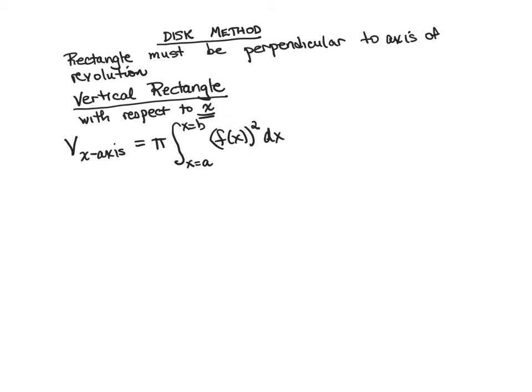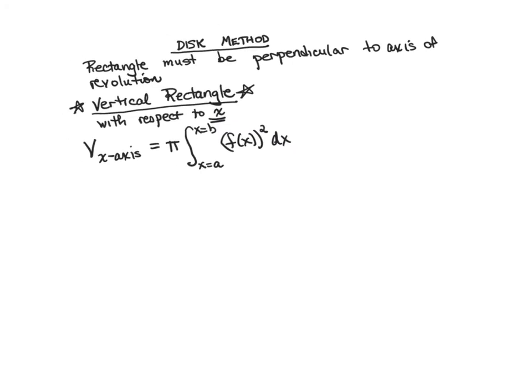Just as we have in area, the theme is the same. When a vertical rectangle spans the region, and we rotate this region about the x-axis via the disk method, then the integral would have a pi on the outside. The limits of integration are the same as in area, but this time we square the function. We square the function with respect to x.